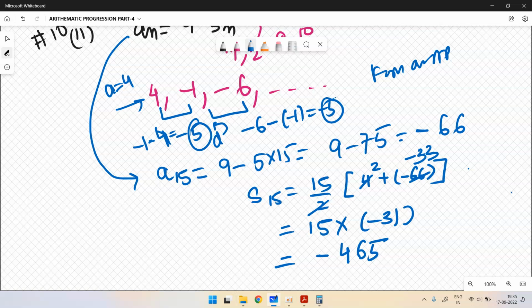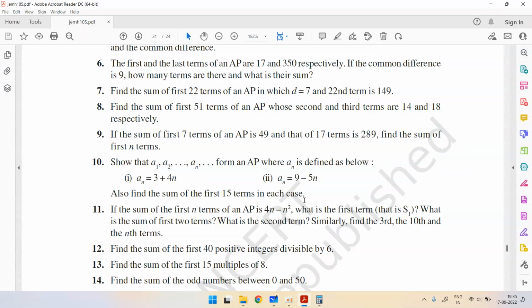465 is your answer, the sum of the first terms. Now for the 11th question: if the sum of the first n terms of an AP is given, what is the first term? That is S1. If you take only one term, S1 is equal to A only. This is the first term A, so S1 is A1, which is nothing but the first term.